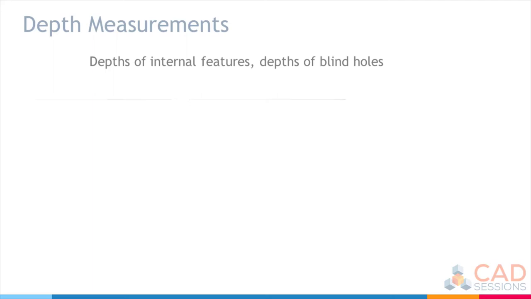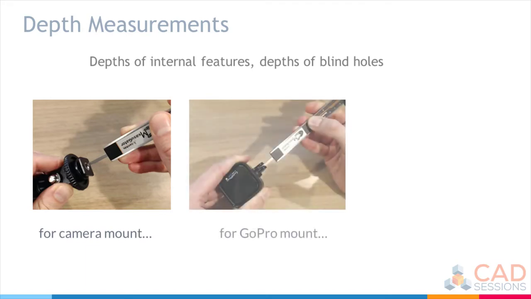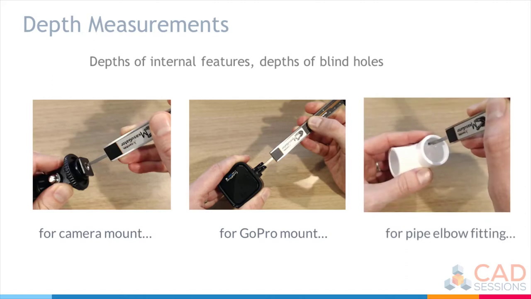Depth measurements are typically used for internal features and depths of blind holes. Blind holes are holes that don't go through a part, but just go to a certain depth. Here we have a camera mount, and we want to know the depth of this hole, so we'd use the depth measurement. Here we have a GoPro mount, and if we want to design a mating hinge for it, we'd need to know a couple of things about it, including the depth of this feature here. And here, if I was making a part to connect to this off-the-shelf PVC pipe fitting, I'd want to know how far in this step feature is in the fitting.